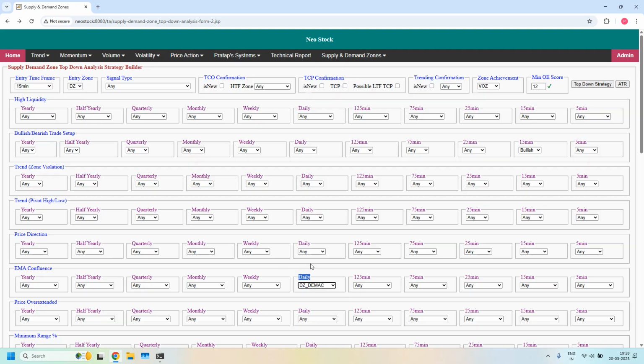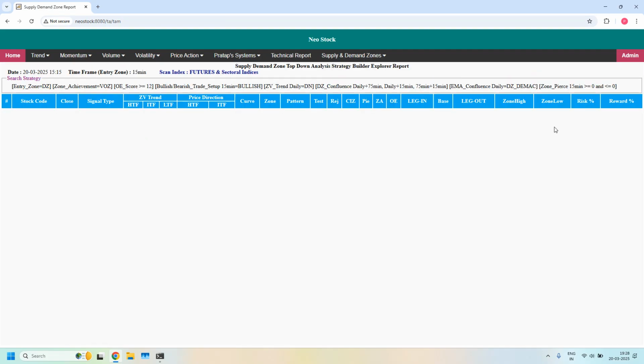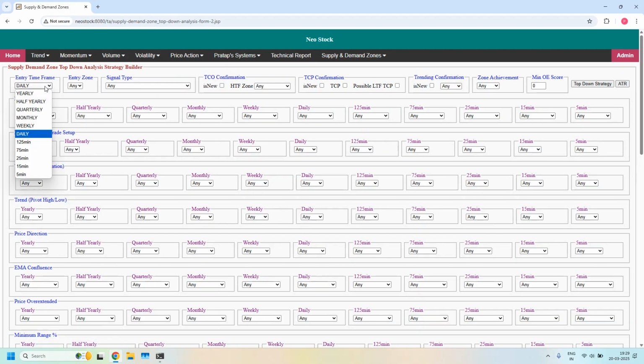At the same time, daily trend should not be sideways. So at daily, I am selecting uptrend because it is bullish trade setup. So we don't have any stocks. Daily demand zone with daily EMA Confluence. This is bullish trade setup for daily income trade. Next, bearish trade setup for daily income trade.